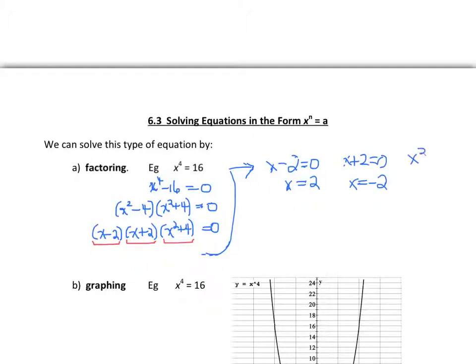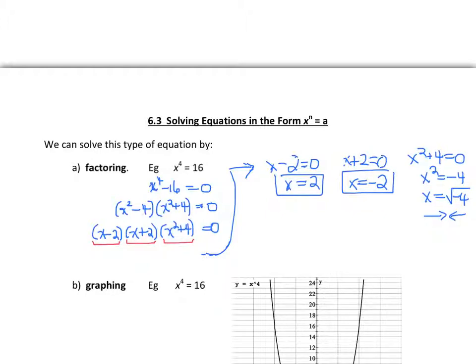Or x squared plus 4 equals 0, which actually can't happen because that would mean x squared is equal to negative 4, and x would be the square root of negative 4, which we can't do. So the only possible solutions here would be x equals 2 or negative 2.